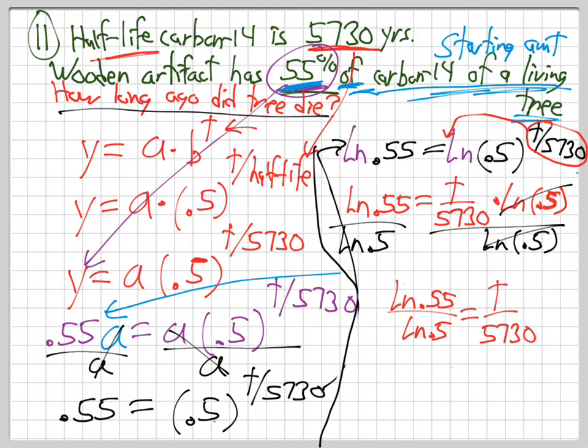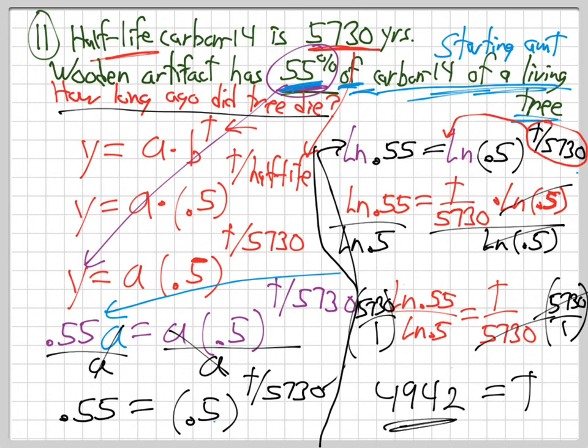t over 5730. So last step to get the t alone is we're going to multiply by 5730 over 1, multiplied by 5730 over 1, because that cross cancels. t is alone. Take your calculator, multiply that out. You'll get 4942, rounded to the nearest whole number of years. That's how many years old. So I just took, I'm running out of room here. That's the problem.